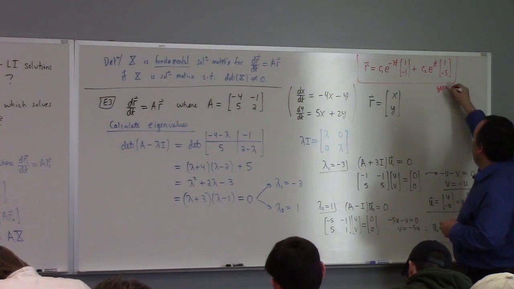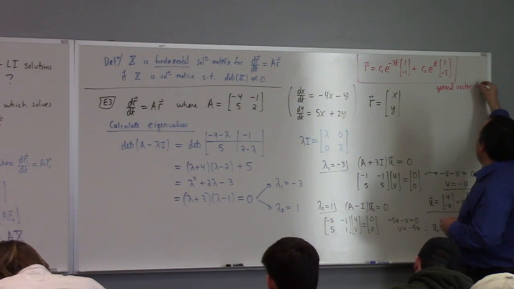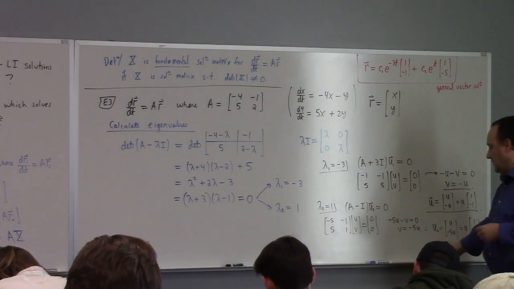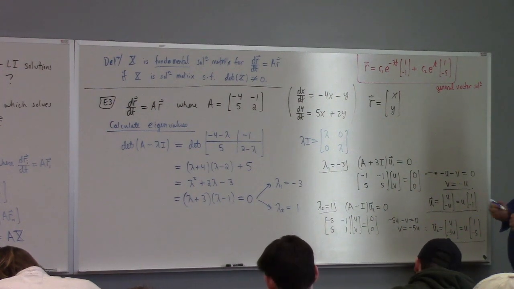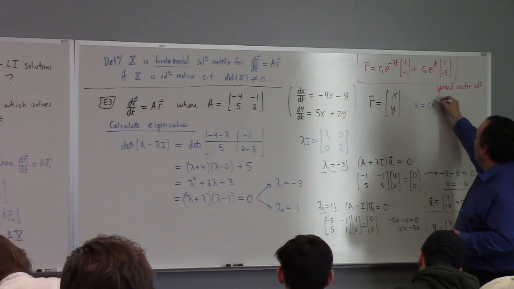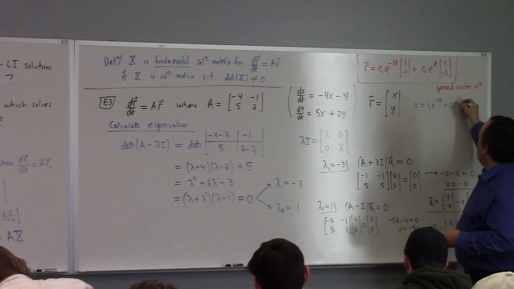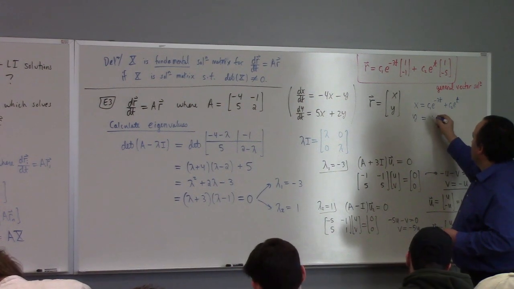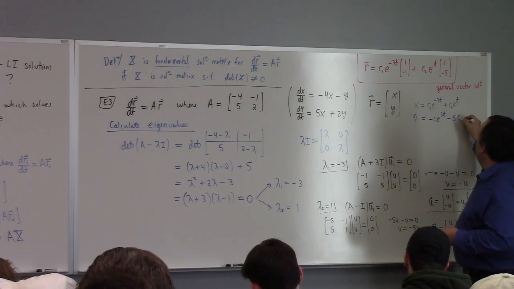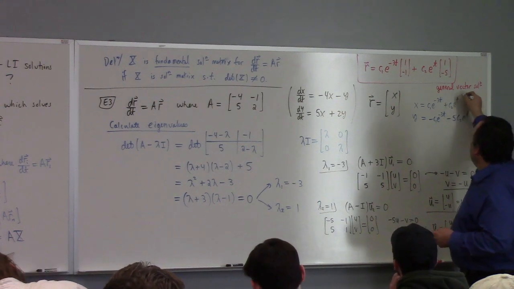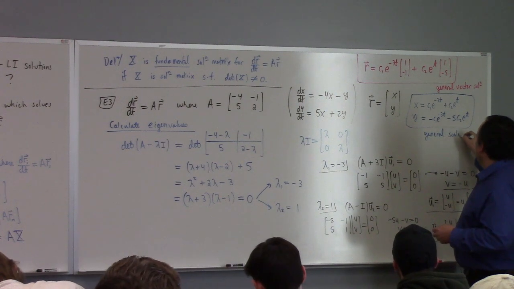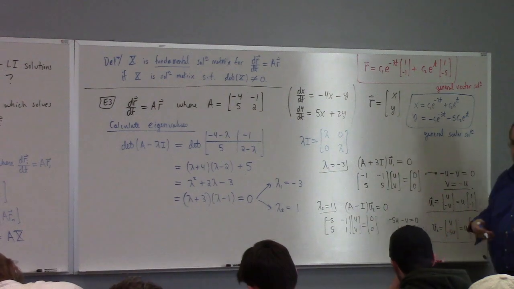General vector solution. What would the scalar solution look like? If I wanted to write down the scalar solution, I would be talking about x and y, right? So we'd have x equals c1 e to the minus 3t plus c2 e to the t, and y is equal to minus c1 e to the minus 3t minus 5c2 e to the t, right? This right here would be the general scalar solution.